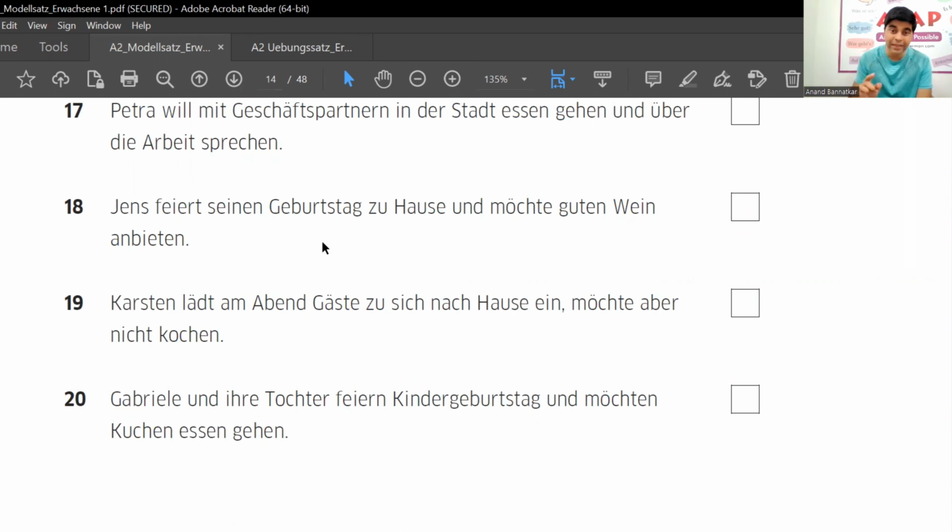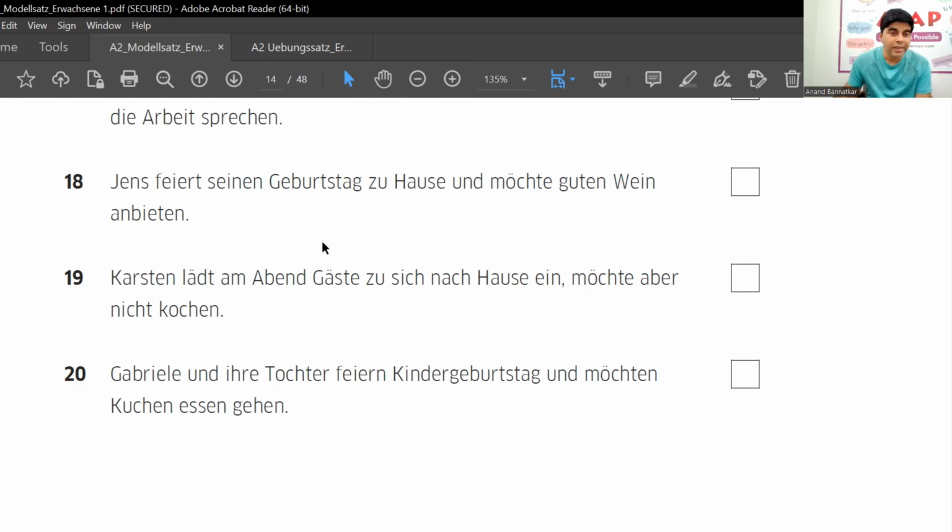Number 18: "Ernst feiert seinen Geburtstag zu Hause und möchte guten Wein anbieten." This is very important. He is celebrating his birthday at home. That means he wants someone to deliver wine at home, or at least take away. He can go and buy wine. So we need to find some advertisement for him.